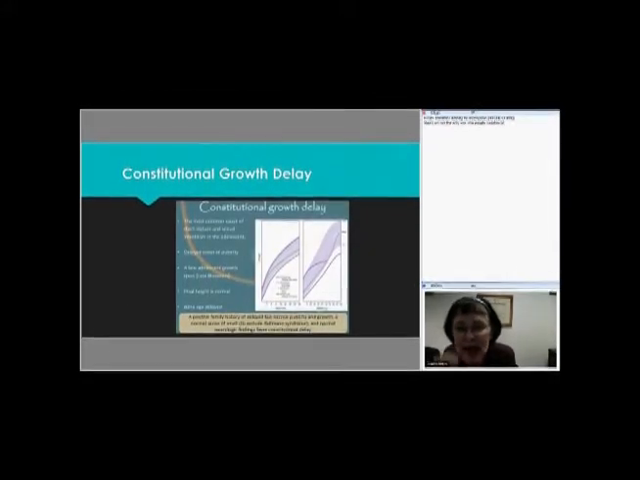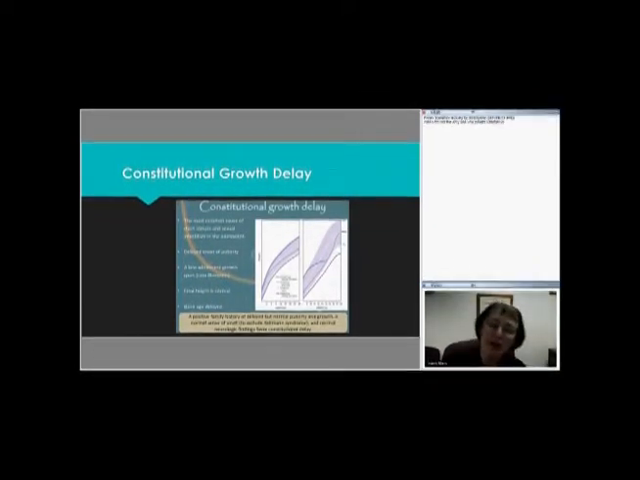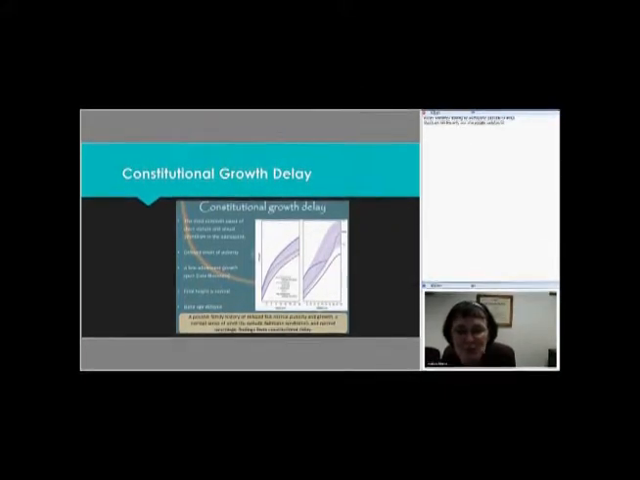Constitutional growth delay is really the most common cause of short stature and sexual infantilism in the adolescent. So puberty is delayed, and you have a late adolescent growth spurt, and these are otherwise known as late bloomers. But the final height is normal, and the bone age may be delayed. Usually this runs in families. You see that the parents or one of the parents had a constitutional growth delay. They were just a late bloomer. But everything else will eventually catch up.